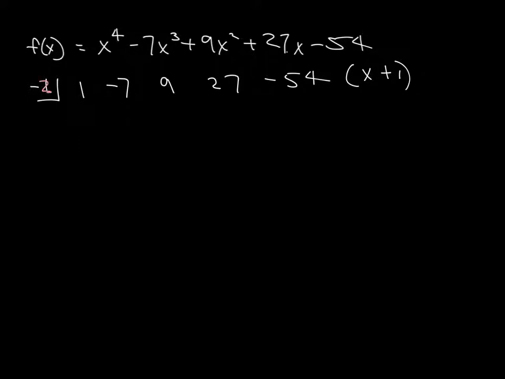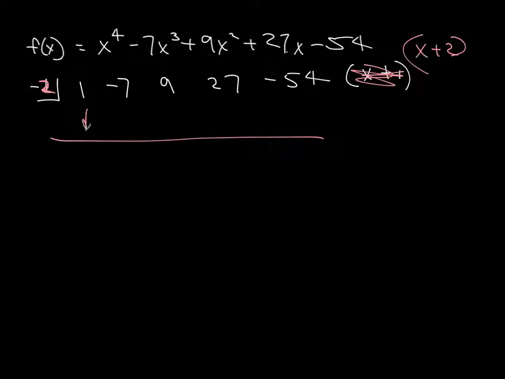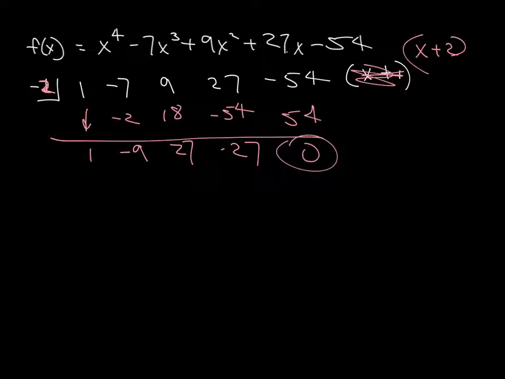Let's try negative 2. If negative 2 works, that means x plus 2 would be a factor. So let's go ahead and do this. Bring down our 1, negative 2, negative 9, 18, 27. Negative 2 times 27 is negative 54, negative 27, 54 gives me a 0. So negative 2 does work, and x plus 2 is actually one of my answers.